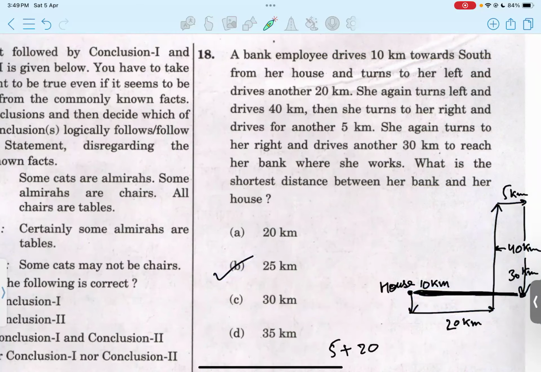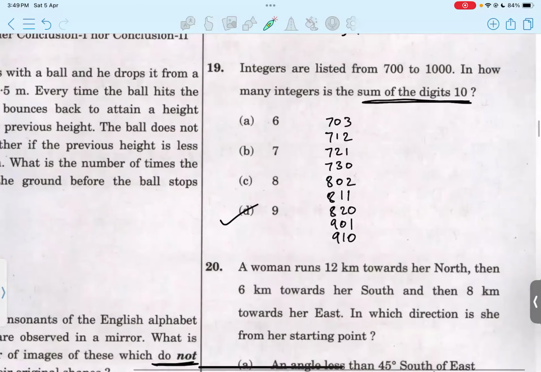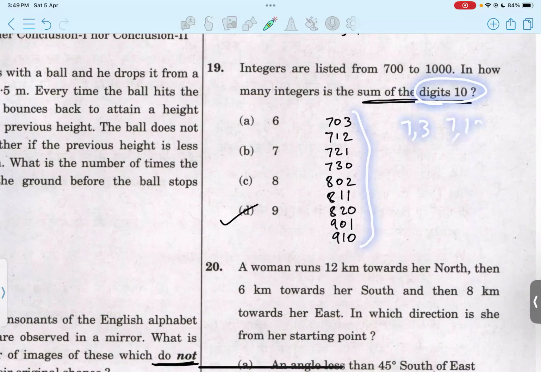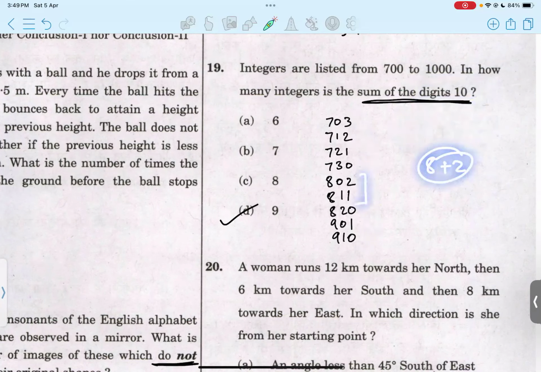Option B. Now integers are listed from 700 to 1000, and how many integers have the sum of the digits as 10? So you just have to ensure it can be in the combination of 7, 3, 0, or 7, 2, 1, because the total has to be 10. Then moving on to 800, so 8 plus 2 has to be 10. So you just look at the combinations which are possible in terms of the numbers which are there. It would be 9 numbers.